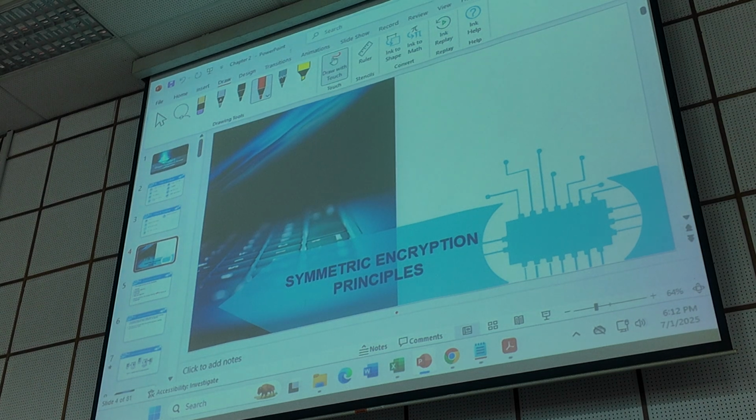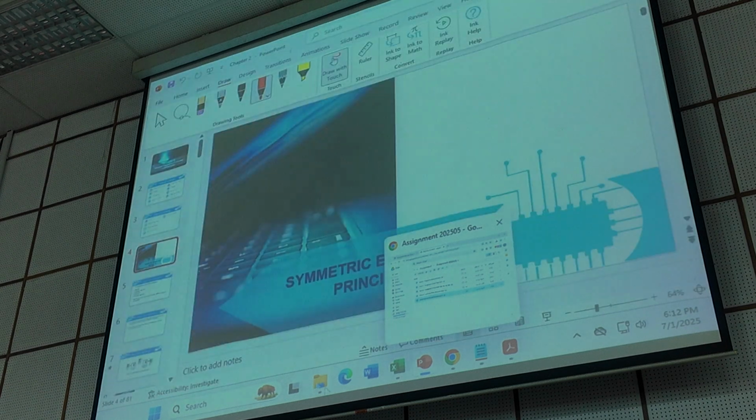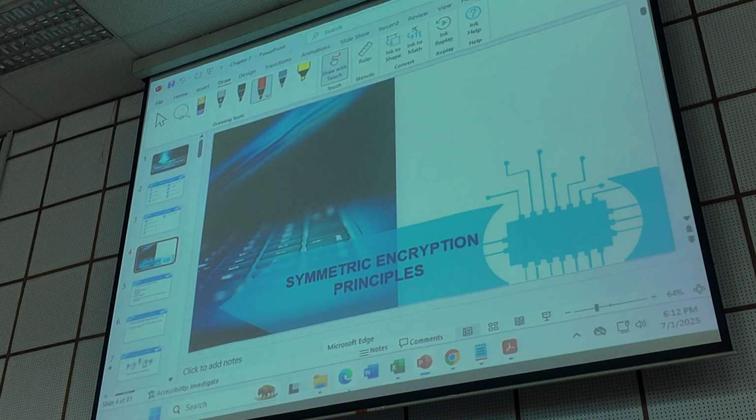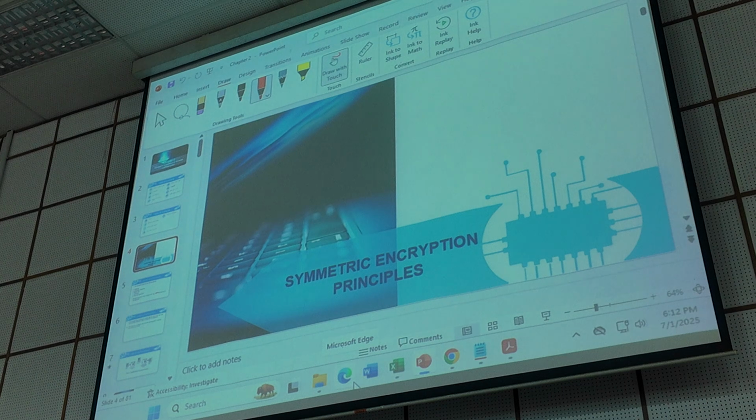Okay, today we will focus on symmetric encryption. Do you know what symmetric encryption is? Don't know? Have you heard the words symmetric and asymmetric? Yes. So symmetric encryption requires how many keys for the encryption?